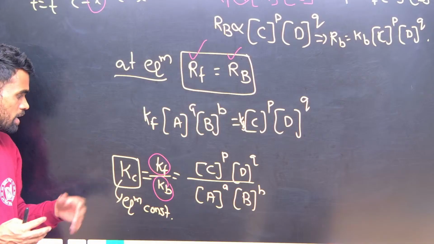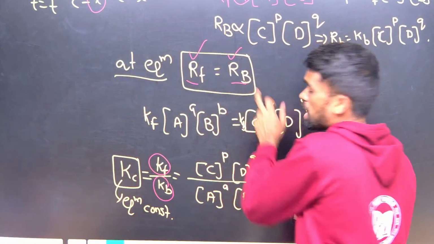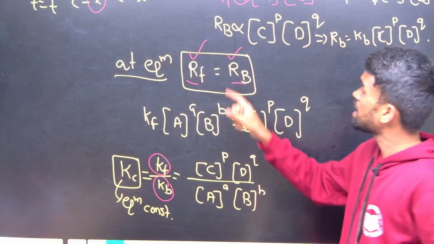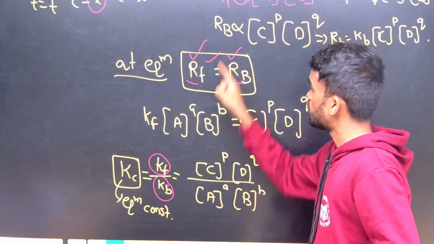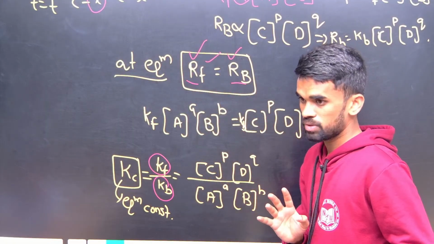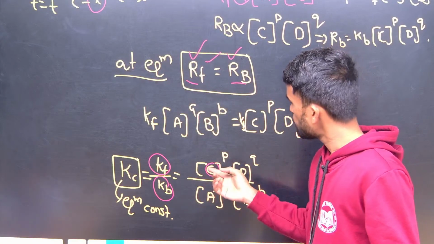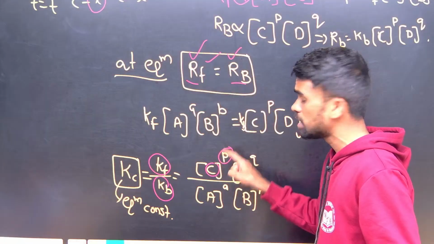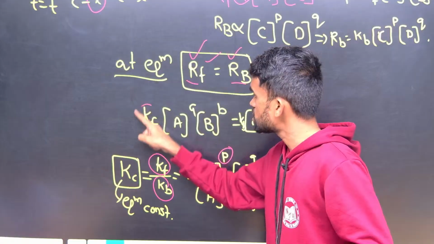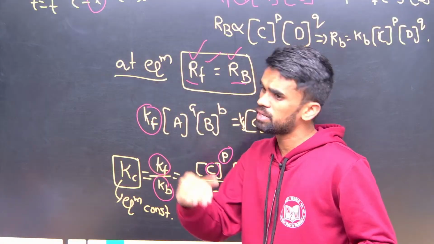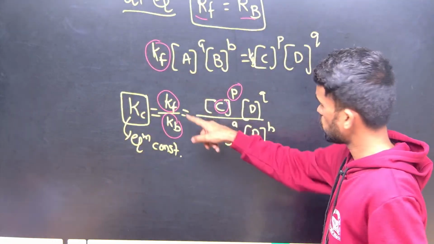No, it should not always be 1. See, what I am saying is that the rate of forward and the rate of backward must be equal. I am saying rates, I am not saying concentrations. The rates are equal but not the concentrations. These concentrations may or may not be equal. The coefficients you will get from a balanced equation. These constants also depend upon the individual reaction. Okay, so do you get what I am saying?